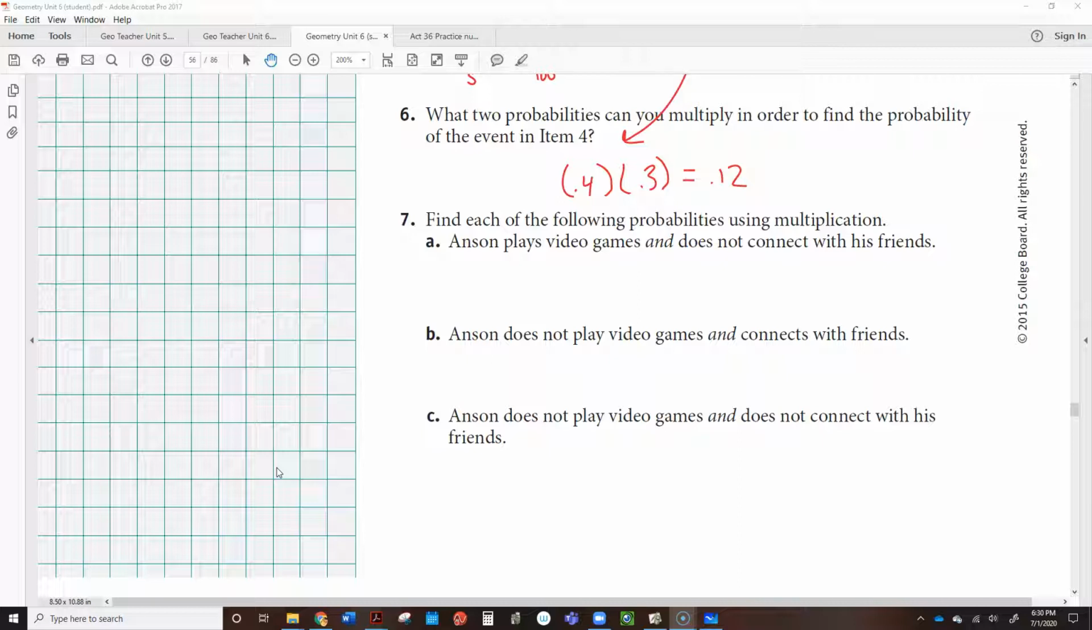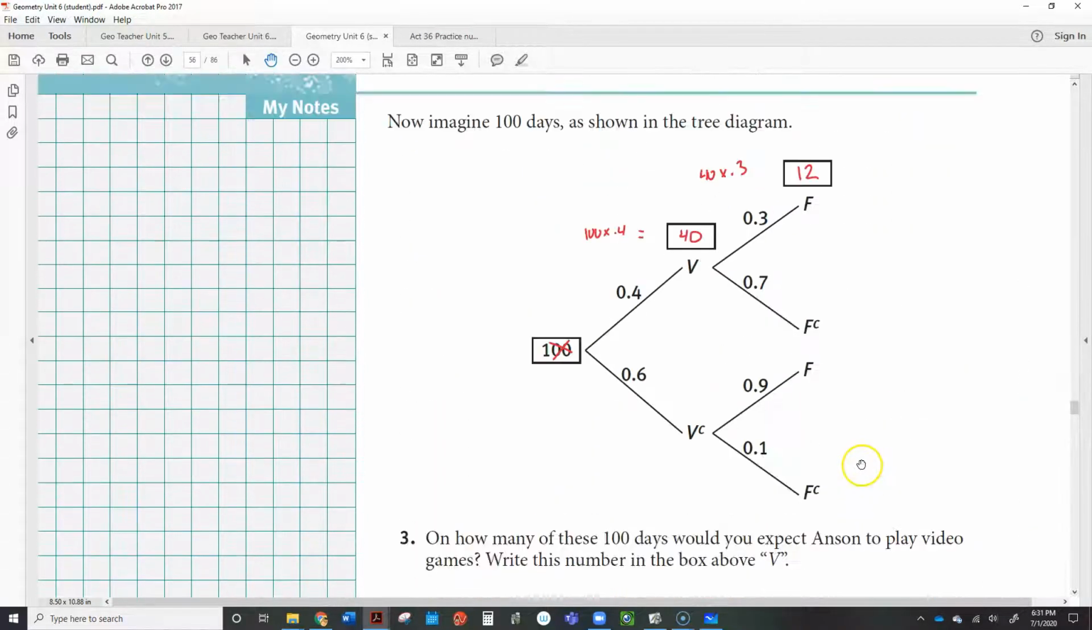So this one says, find the probability that Anson plays video games and, y'all know the symbol for and, does not connect with his friends. That's the F with the little C, not his friends. Does not connect with friends. And it says use the multiplication from the table. So this one right here is he plays video games and does not connect with his friends.